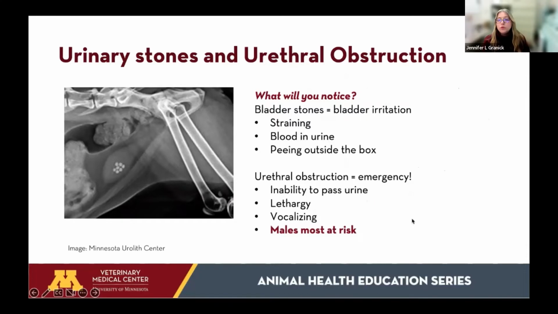So what would you notice if your kitty had urinary stones? Well, if the stones are in the bladder, you can see bladder irritation. So we might notice things like straining to urinate. We might see blood in the urine, and we could see change in urinary behavior like peeing outside of the litter box. If a stone or that sand gets into the urethra and obstructs it, then that's an emergency situation.